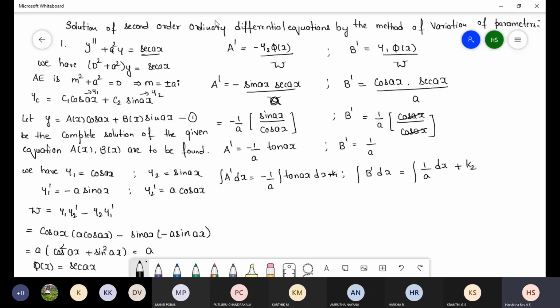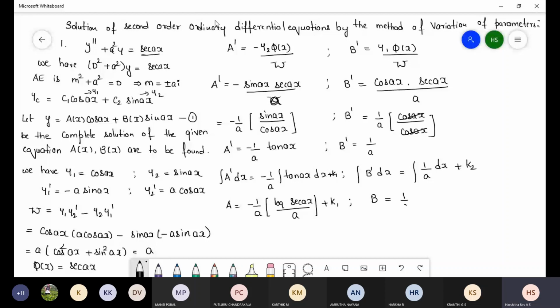So integration of A dash with respect to x is A. So I will write A is equal to minus 1 by A, open the bracket. What is the integration of tan x? In general, I am asking, what is the integration of tan x? Log of secant x, very good. Log of secant ax divided by A, plus K1. Now, integration of B dash is B. 1 by A, integration of 1 with respect to x is x, plus K2.